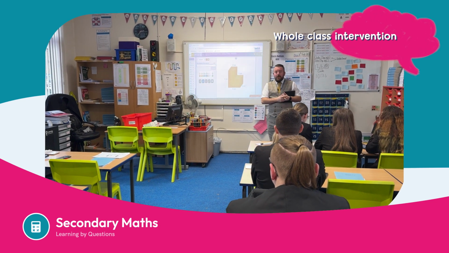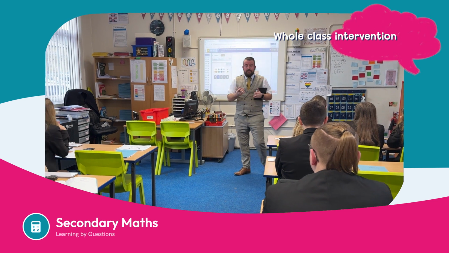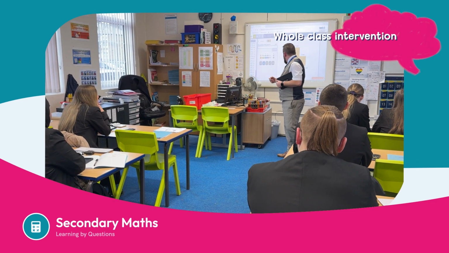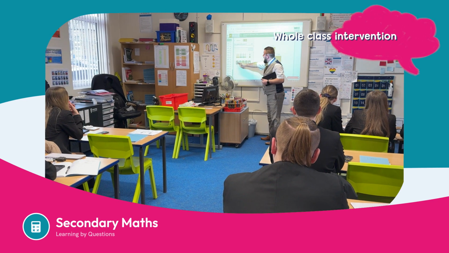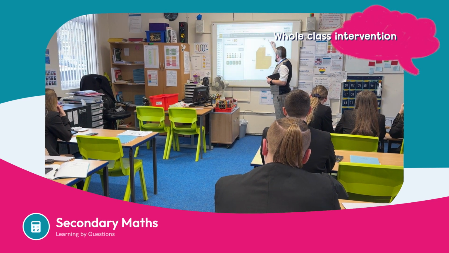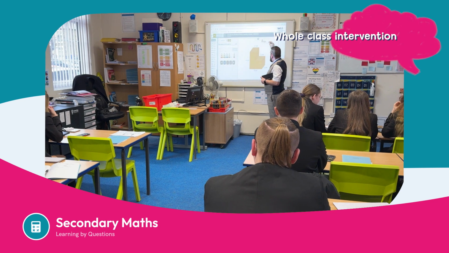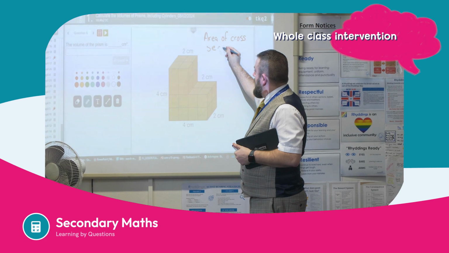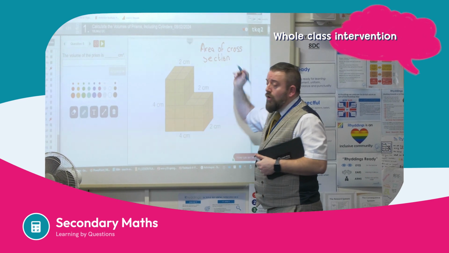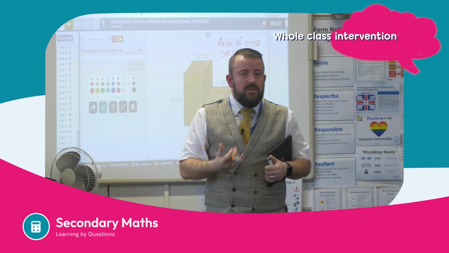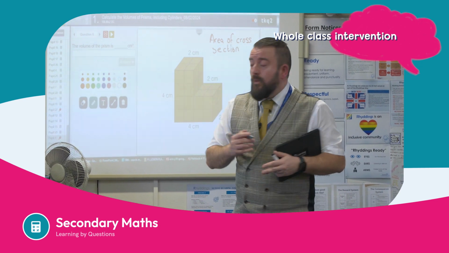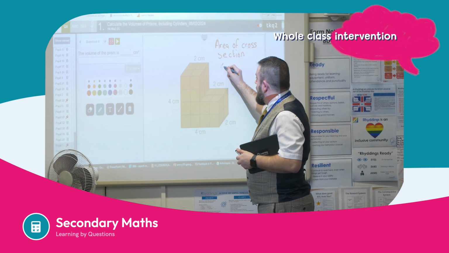So here we have a compound shape. And again, volume is about the capacity that fills within the 3D shape. So what we need is the area of the cross section. And who can retrieve that information? What do we multiply it by? We multiply it by the length.